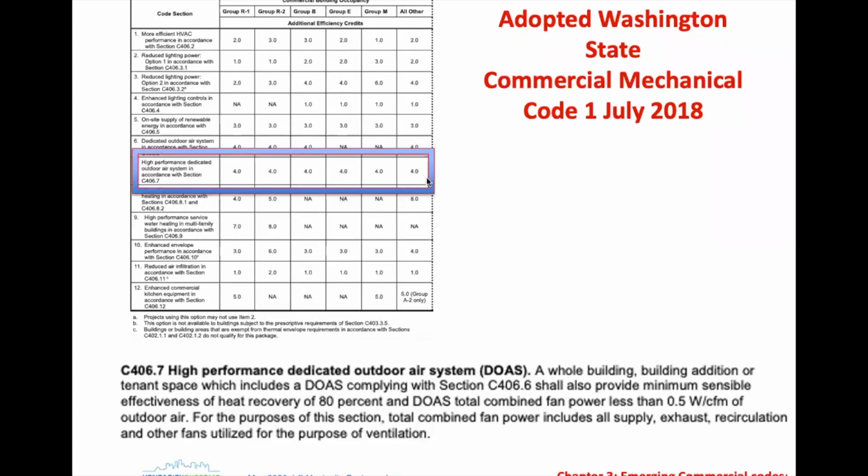So it's a huge thing out in Washington State to meet their efficiency requirement using a dedicated outdoor air system with very high efficiency, and that's specified here. That's an 80% heat recovery efficiency and 0.5 watts per CFM in operating fan power. So that, in a nutshell, gets you pretty close to where you'd be for a passive house heat recovery ventilation system. So that's a big deal in the state of Washington, and that's where codes are going.